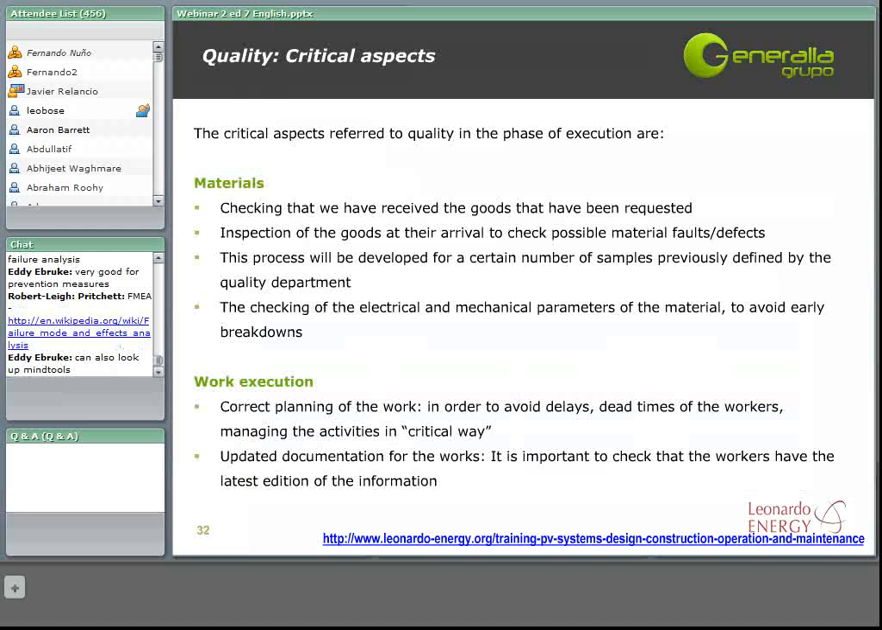in the solar plant. During the work execution, it is important to do a correct planning of the work so that we can avoid delays and dead times of our workers. It is really important to have updated documentation for our work, and like this we can check that the worker has the latest edition of the information.